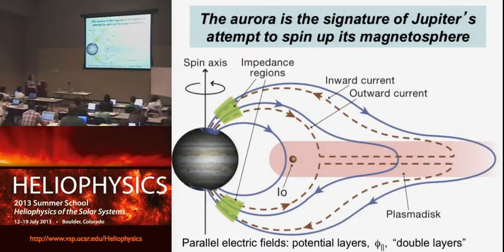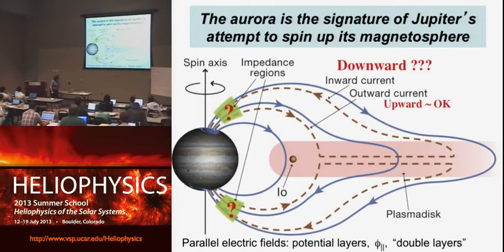So we have azimuthal currents that spread out the magnetosphere. We have radial currents that spin up the plasma disk, and then we have field-aligned currents that couple to the planet. Now, we know that upward currents are the ones associated with downward electrons. You excite downward electrons. Downward electrons excite the atmosphere, make it glow. That's the aurora. And there must be equivalent downward currents, but we don't really know where those are.